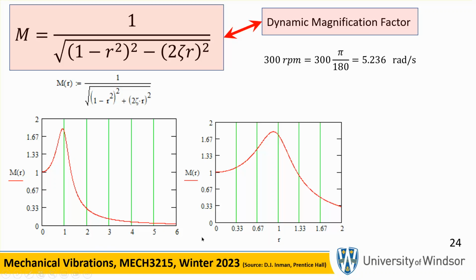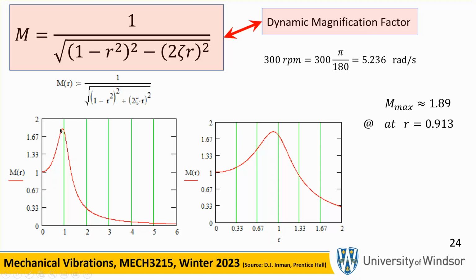And in fact, what I have done here, I have zoomed into the area from 0 to 2 so that I have a better idea of what's going on here, because the statement of the problem says, give me the maximum M. The biggest dynamic magnification factor, what is it? 1.89. Because it's this thing that's going to be multiplied by the static deflection or static angle to get the actual maximum deflection. And this happened at this peak.